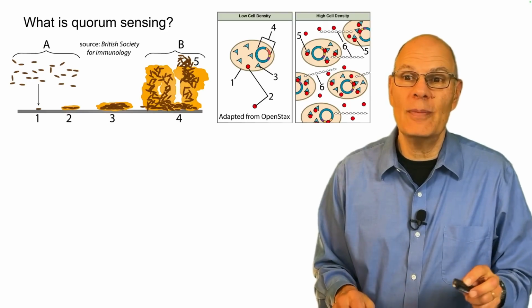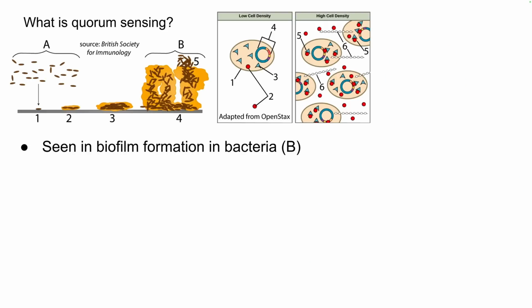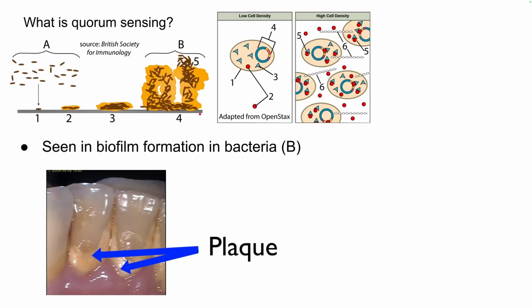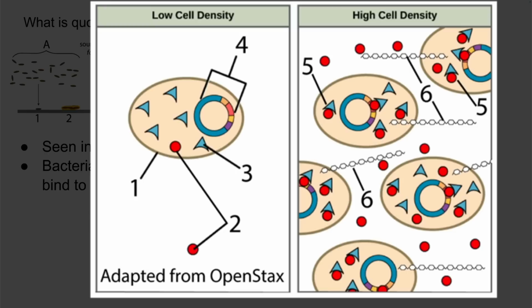What is quorum sensing? This is a kind of cell communication that's seen in biofilm formation in bacteria, and if this seems out of context, these are films that can form, for example, on your teeth, leading to the buildup of plaque. What happens is that bacteria, so here's a single cell, be like one of these over here, release signaling molecules, shown over here at number 2, and those bind to cytoplasmic receptors. So those are receptors that are actually inside the cell. They're not on the membrane surface.